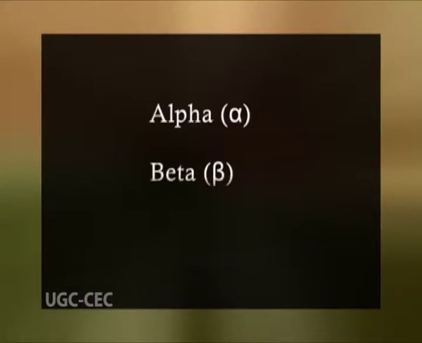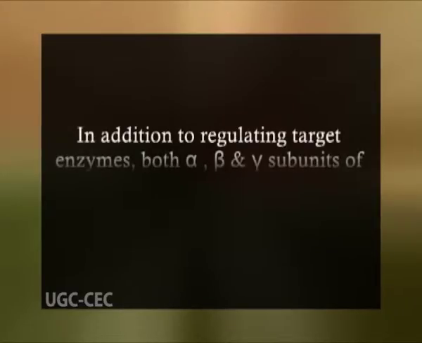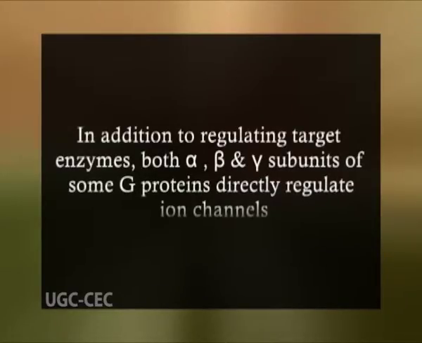G-protein coupled receptors are integral membrane proteins that possess 7 transmembrane helices. These receptors activate a G-protein with ligand binding. G-protein is a trimeric protein. The 3 subunits are called alpha, beta, and gamma. The alpha subunit after activation dissociates from the beta and the gamma subunits. The activated alpha subunit can further affect intracellular signaling proteins or target functional proteins directly. In addition to regulating target enzymes, both alpha, beta, and gamma subunits of some G proteins directly regulate ion channels.